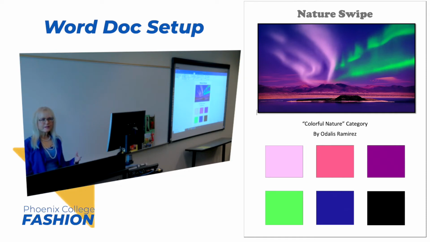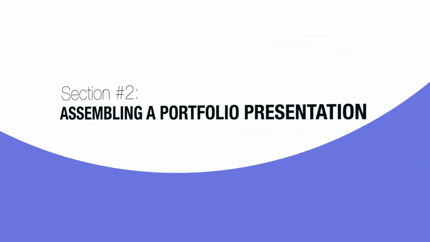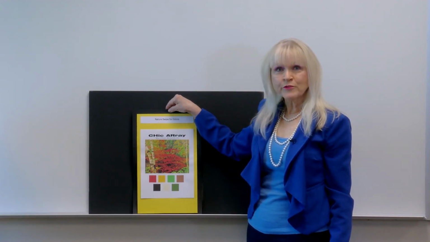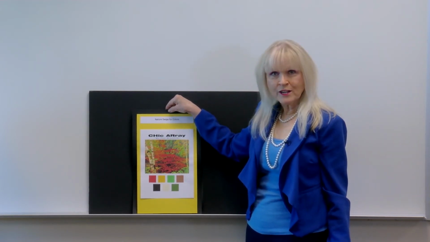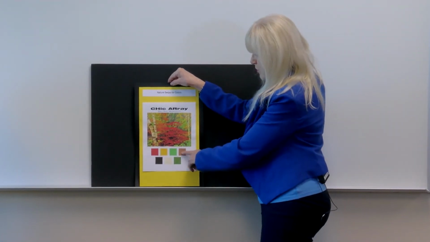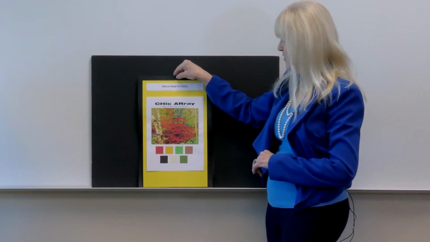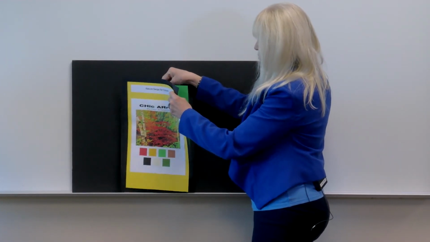And after you have created a Nature Swipe and selected colors for your collection, our next step is to go to fabrics. We're going to take a look at one more example of the Nature Swipe with a colorful theme, and this one is labeled Chic Array, which is another collection idea. And the colors are shown here with red, gold, green, brown, black, winter white, and olive. So once you have the colors determined, as I mentioned, next we go to fabrics.